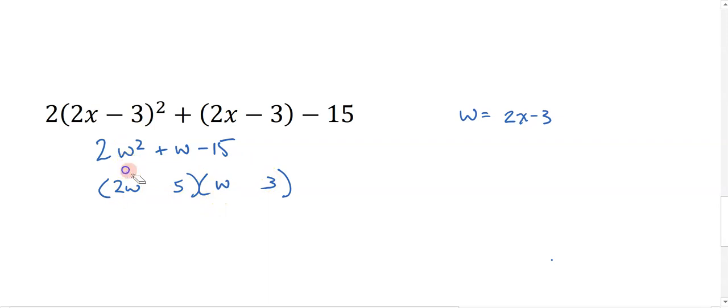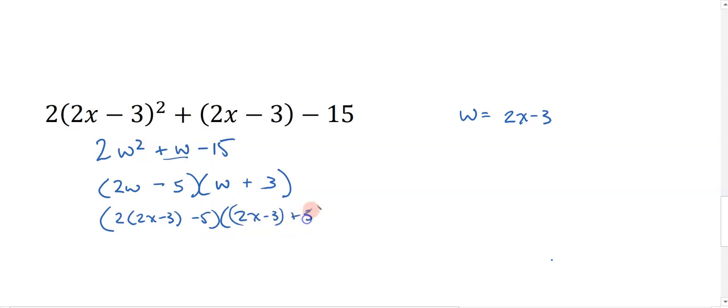That works out. And I need more positives. So I'm going to make the 6 a positive and the 5 a negative. Let's double check. That's positive 6w minus 5w. That gives me 1w. Good. Right? The signs had to be different because my product was negative. Now I'm going to substitute my 2x minus 3 back in place of w.